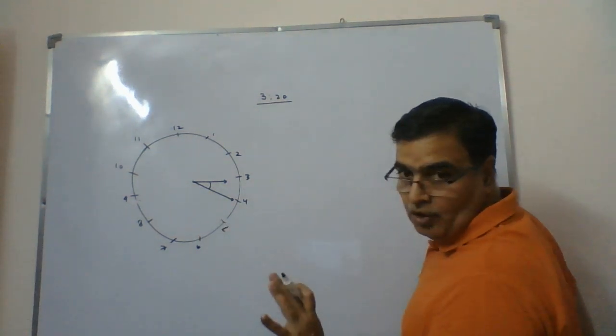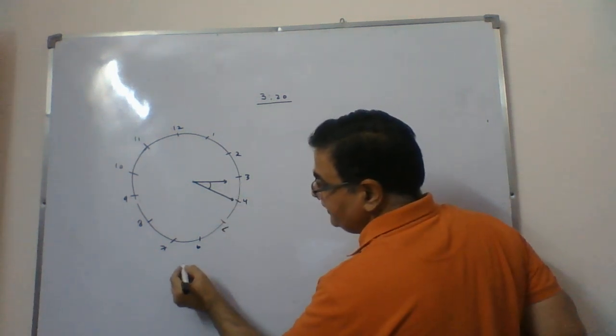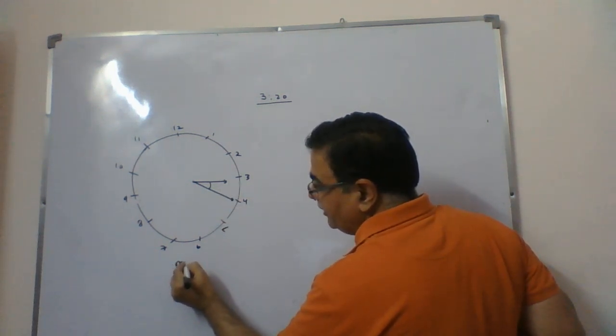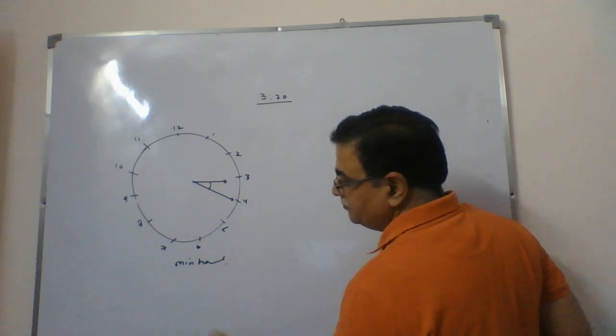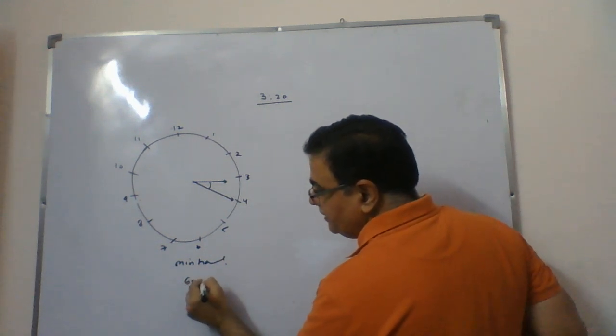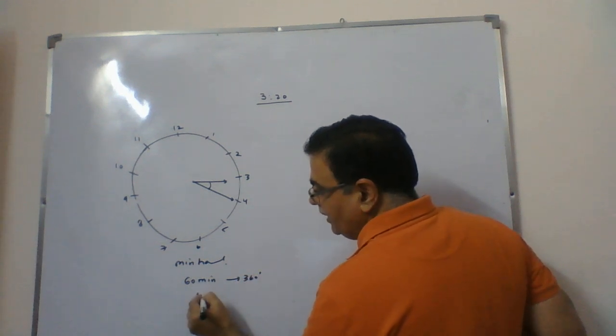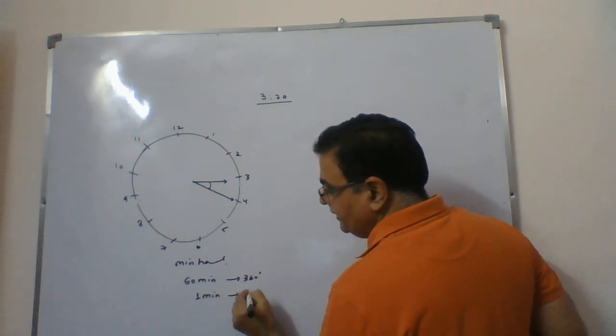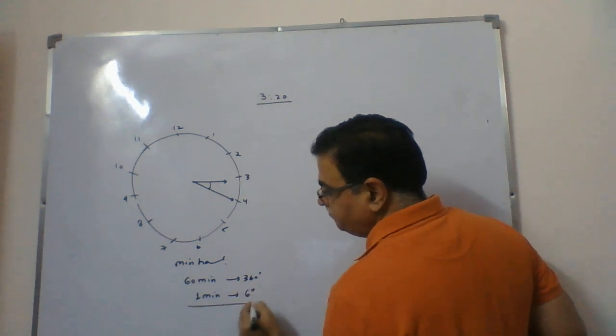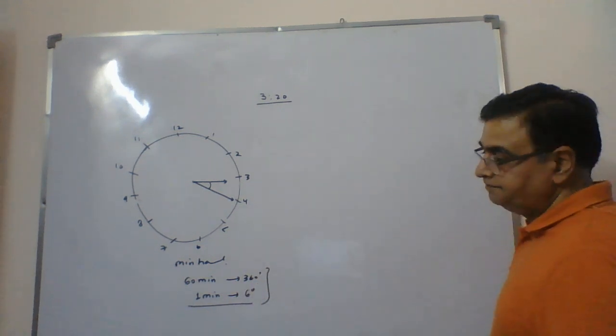One concept is already we have done. What that concept says, minute hand if we take, 60 minutes it covered 360 degree. So 1 minute it goes by 6 degree. This you should keep in mind.